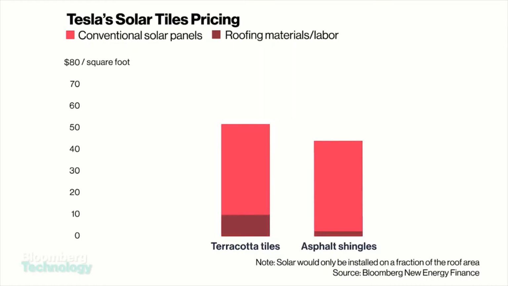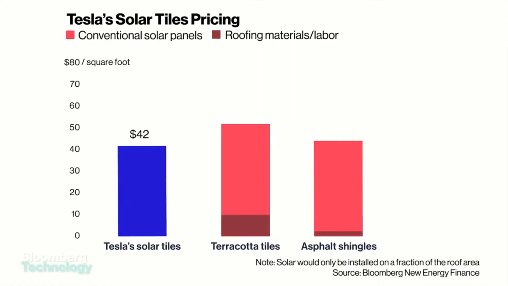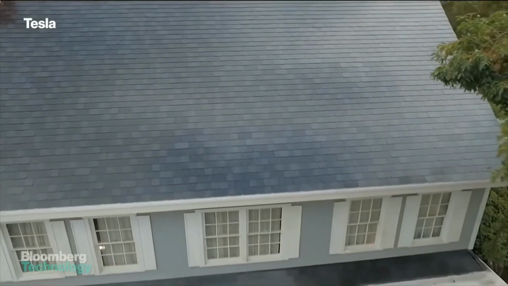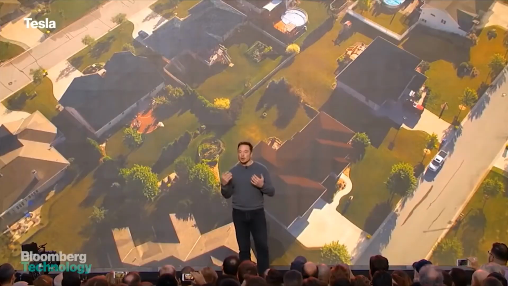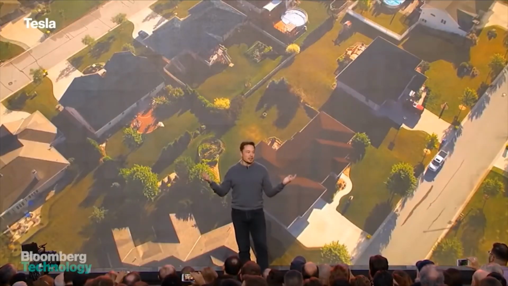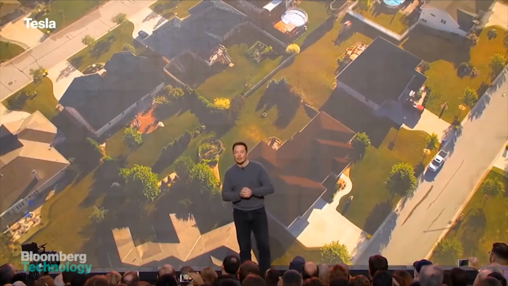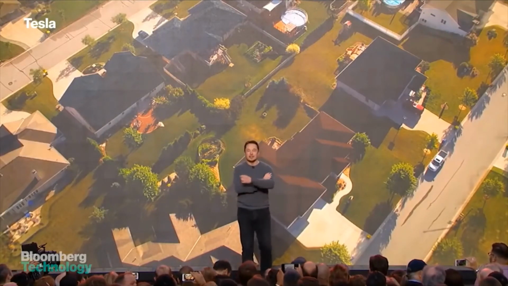Active solar tiles will cost about $42 per square foot, cheaper than traditional shingles with solar panels on top. But ultimately, you'll probably need more tiles to do the same job, so Tesla's total roof cost could be a bit higher. You want to call your neighbors over and say, check out the sweet roof. It's not a phrase that you hear often.